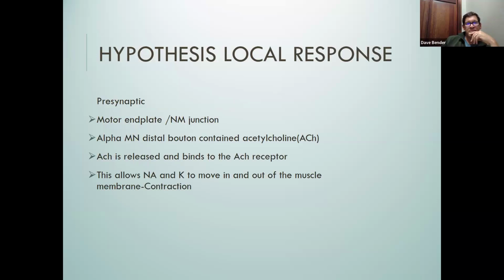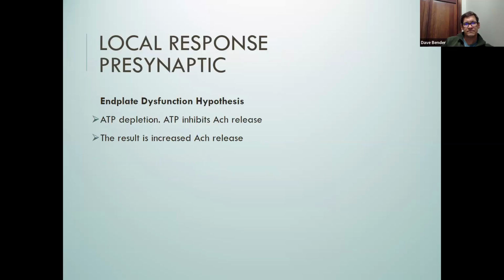So presynaptic, the motor end plate, the neuromuscular junction. In the really exciting version of this, the alpha motor neuron's distal bouton contains acetylcholine. Acetylcholine is released and binds to the acetylcholine receptor. This allows the potassium and calcium channels to move in and out of the muscle cell membrane with a contraction. So this presynaptic response, this portion, gets disrupted. With ATP depletion, ATP inhibits acetylcholine release, and this results in, again, here it's saying increased acetylcholine release.